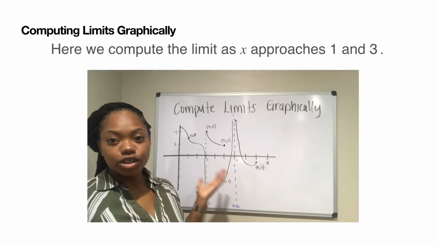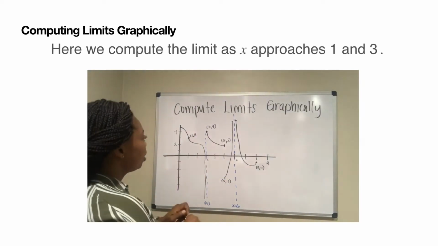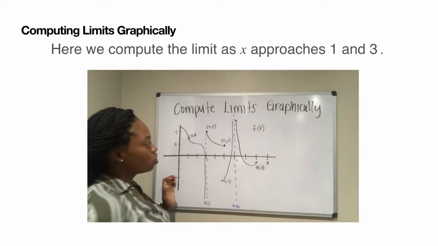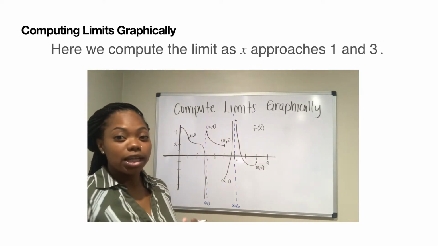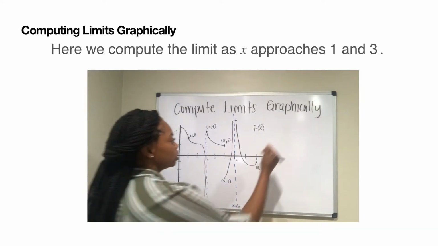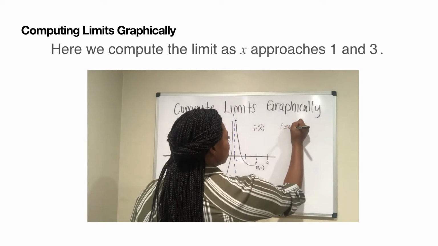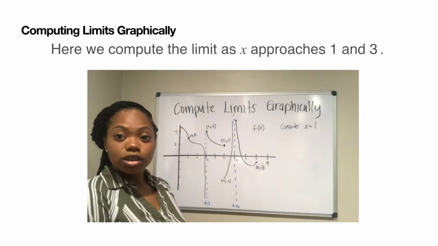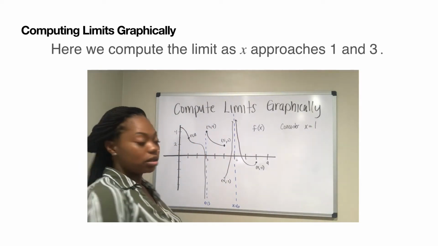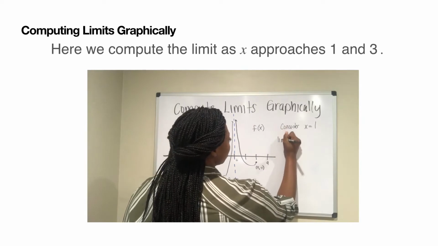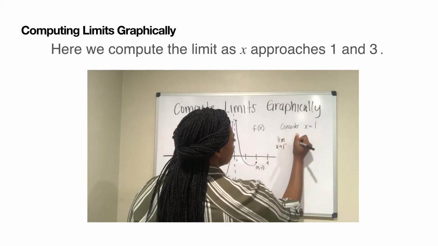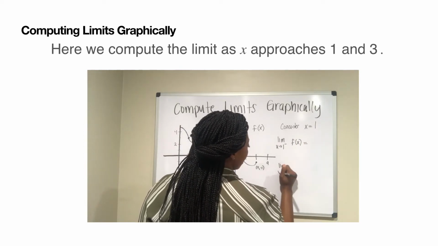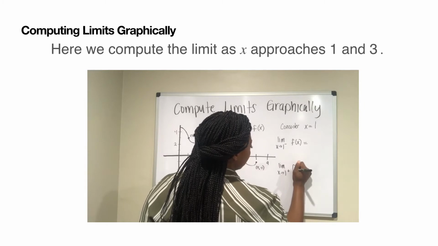Using the graph of a function to compute the limit. So here we're given the graph of our function f of x, and our goal is for different x values we want to compute the left and right side limit. So let's consider the x value, x is equal to 1. And our goal is to compute the limit as x approaches 1. So we'll compute the limit as it approaches 1 from the left of our function, and we'll compute the limit as x approaches 1 from the right of our function.